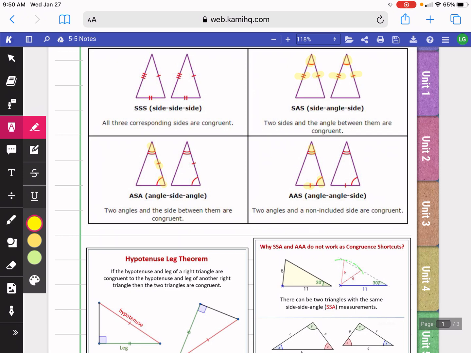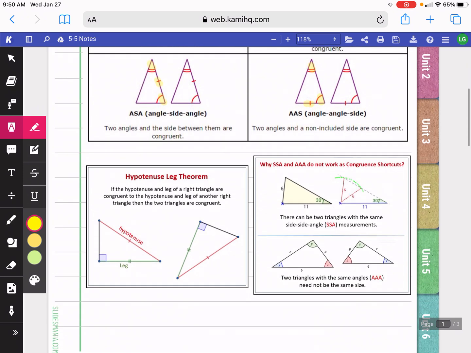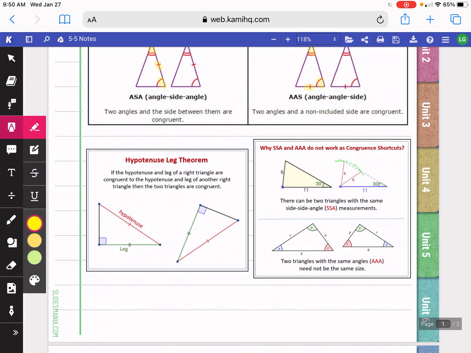Now, side, side, angle, and angle, angle, angle don't work, so don't try to use those, because you can have two triangles that have two of the same sides and one of the same angles. But if the angle is not the angle in between them, then the angle in between them could technically measure higher or lower. You can't use angle, angle, angle because you can have a big triangle and a small triangle with the same angles, but the sides could be completely different, as you can see in the image there.